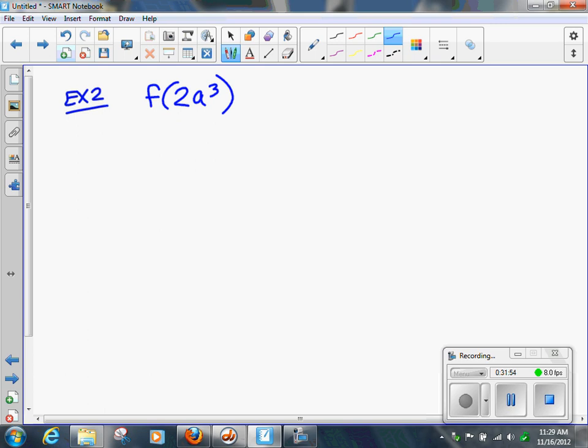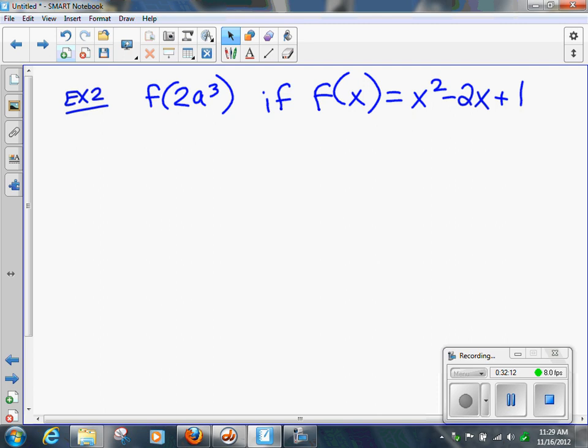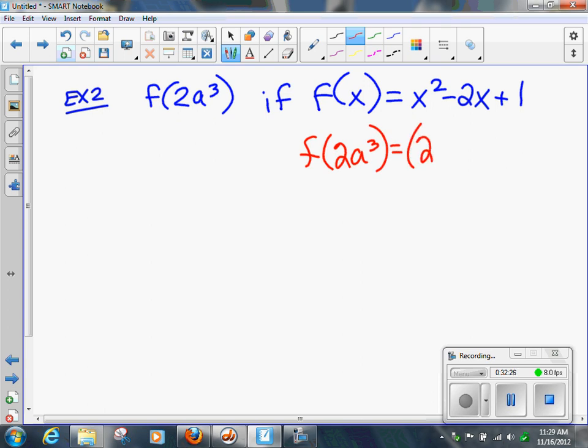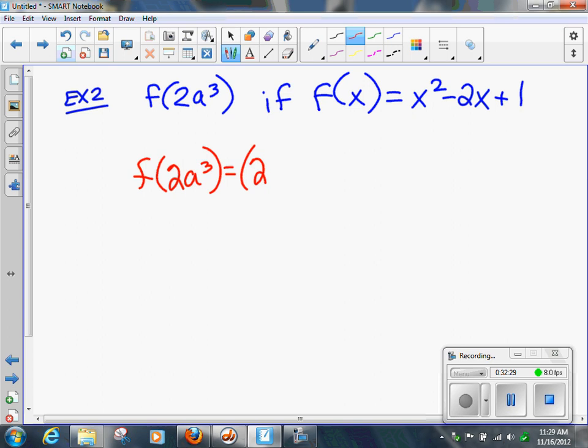Here we go. I want you to find f of 2a cubed if f of x is equal to x squared minus 2x plus 1. Hey, don't let me trip you up on this. Do not let me do it. What are we going to substitute? We'll do this one together. Anywhere I see an x, I'm going to put a 2a cubed. 2a cubed raised to the second power minus 2 times 2a cubed.